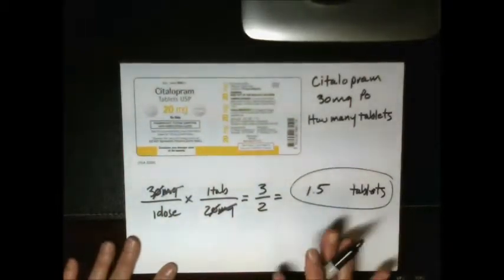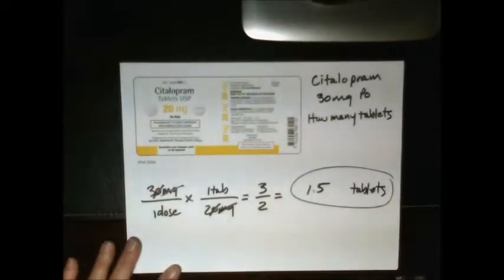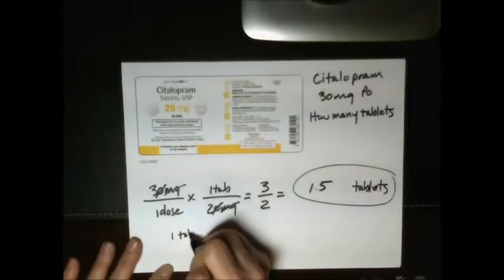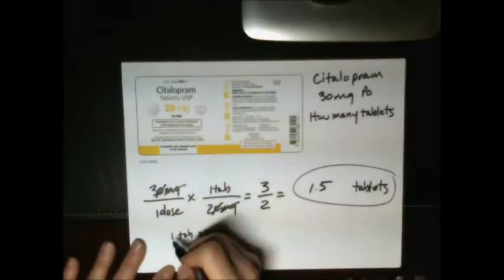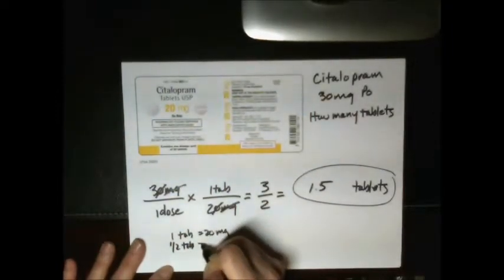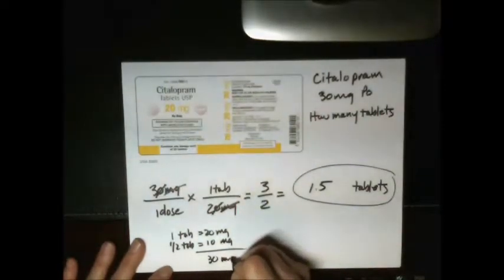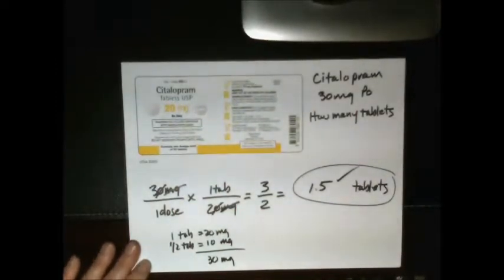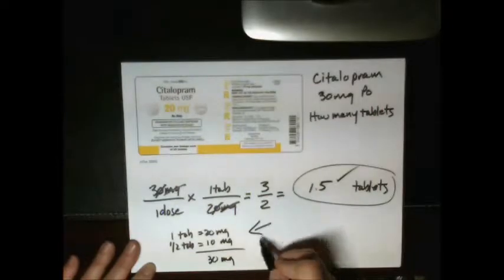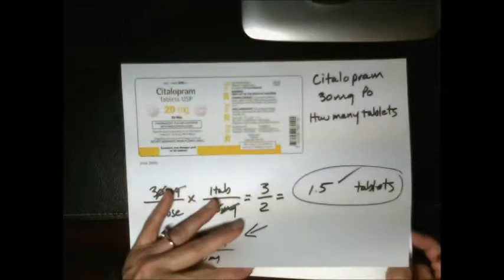We always want to ask, is that reasonable? Well, 1 tablet contains 20 milligrams. So if 1 tab equals 20 milligrams, and we need 30, 1/2 of a tab equals 10 milligrams. And if we add those two together, we get 30 milligrams. And so, yes, 1.5 tablets is reasonable. You don't always have to write this out, but sometimes it helps to visualize it in order for you to make the decision as to whether or not it's reasonable.